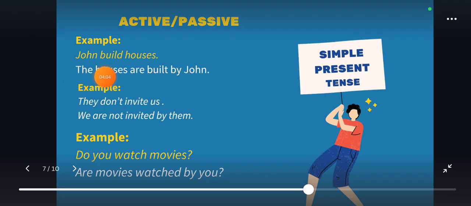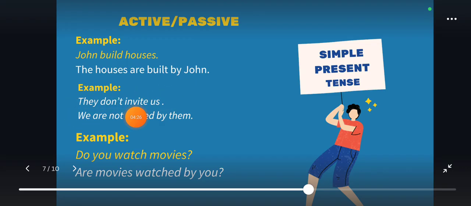So for passive voice, change object into subject, add helping verb, then add third form of verb, then add preposition by, and in the end the subject will be added. Okay, subject will become object. So all these are the 5 rules for changing active voice sentences into passive voice sentences.